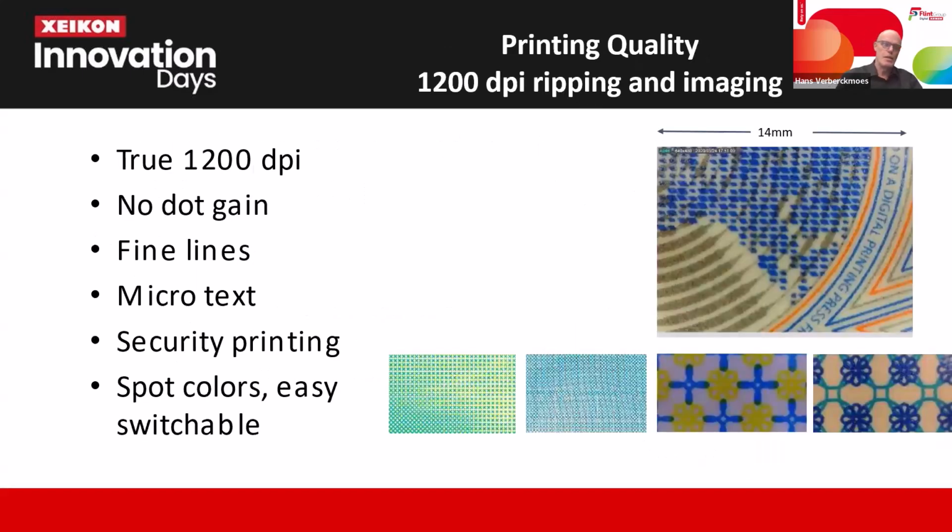Other benefits are, perhaps I'm saying it too much, but our true 1200 dpi, we don't have any dot gain. So what you make in your prepress is what you can print. Of course, we can simulate dot gain if you would like to do that. Very fine line, micro text up to 1 point, which makes it also feasible. We have customers using our technology for security printings, and already mentioned spot colors, which are very easy to swap in the production process. So this is a little bit more on detail on the presses that we can offer with the solution.